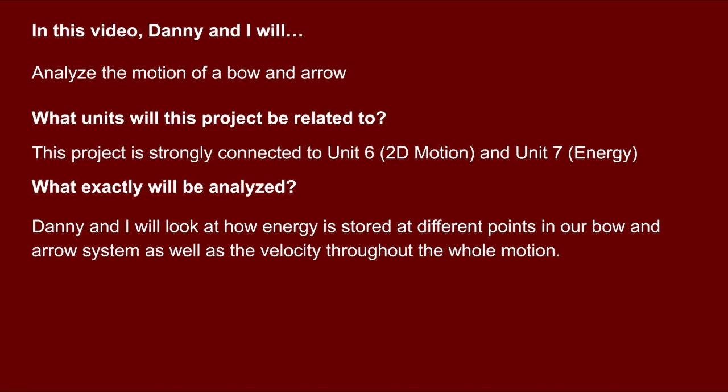In this video, Danny Gleason and I will analyze the motion of a bow and arrow. What units will this project be related to? This project is strongly connected to Unit 6, which is 2D motion, and Unit 7, which is energy. What exactly will we analyze? Danny and I will look at how energy is stored at different points in our bow and arrow system, as well as the velocity throughout the entire motion.